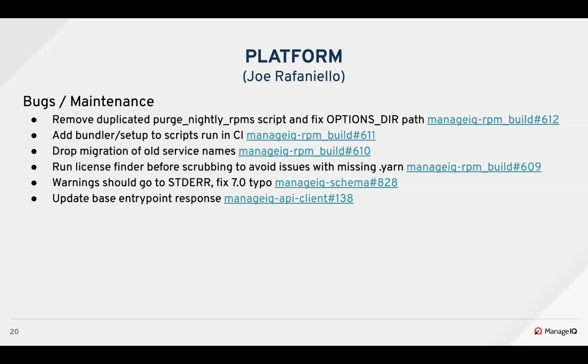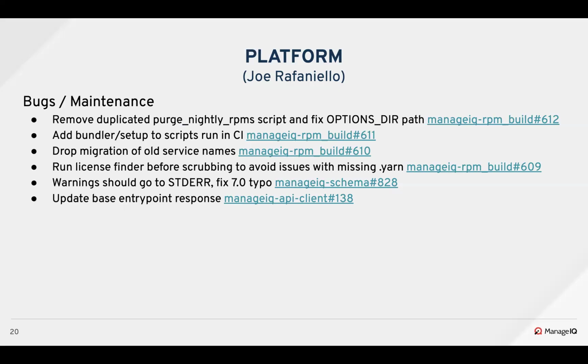For bugs and maintenance this sprint, Jason removed the duplicate nightly purging script and fixed the options directory pathing. He also added bundler setup to load scripts through the bundle in CI, and he dropped an old service name migration in the RPM spec.